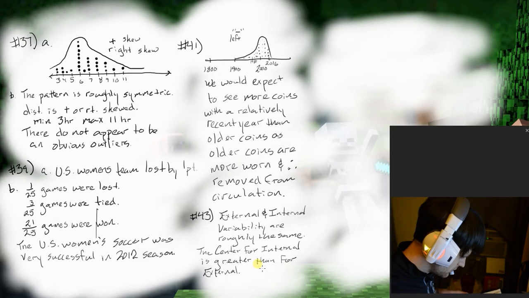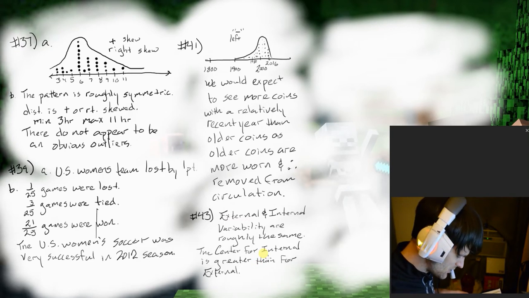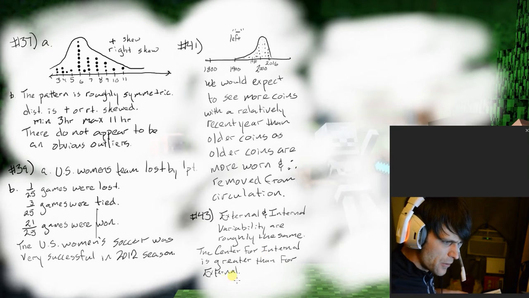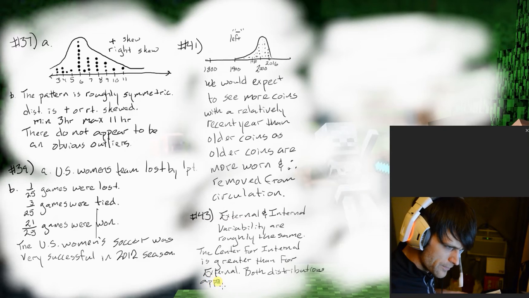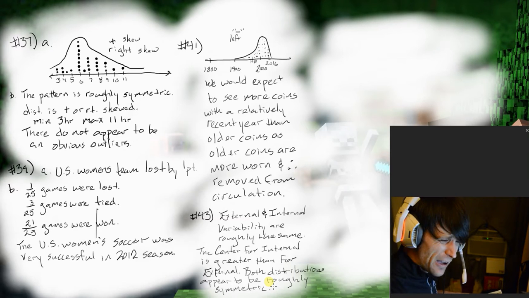Another topic we could discuss is whether there appears to be any sort of skewness, and I would say both distributions appear to be roughly symmetric. Okay, great. And are there any outliers, maybe?